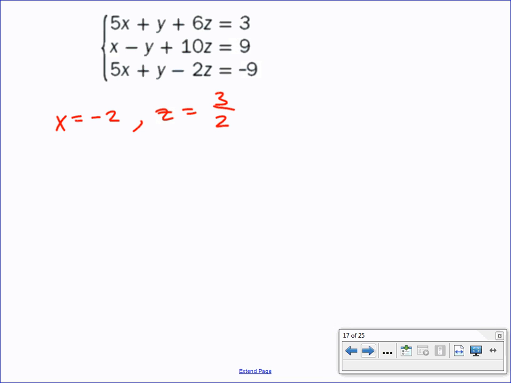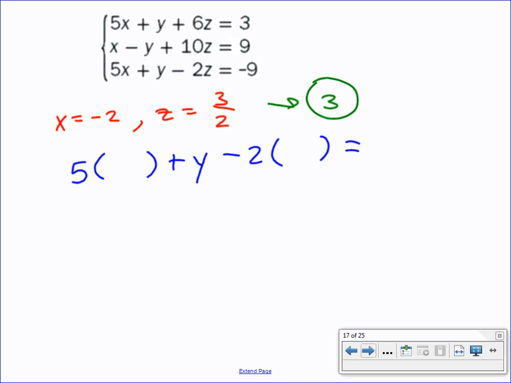So we can take our pick, whichever equation we want. I'm going to pick one that has a positive y value. So I'm going to now plug these into equation 3 and rewrite 5x plus y minus 2z equals negative 9, except x equals negative 2 and z equals 3/2.